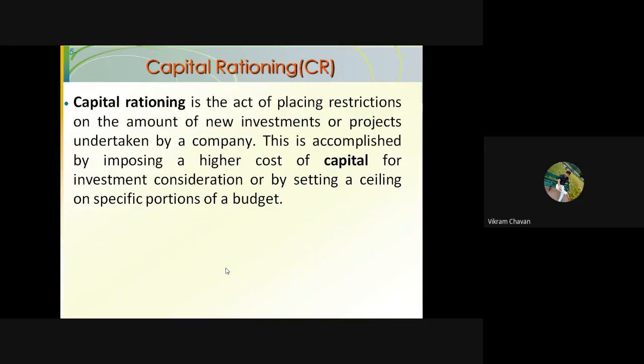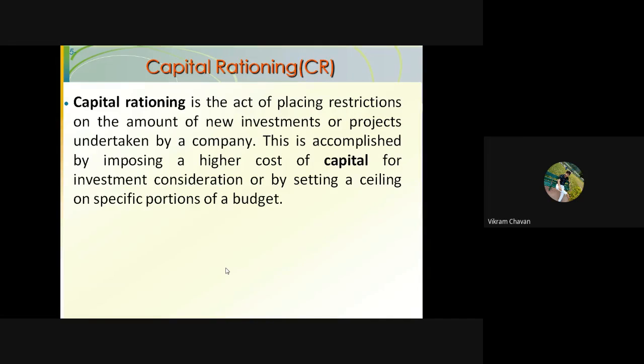Okay, now in capital rationing, we cannot say that the company has to undertake all the projects it receives. Even if the BCR value is higher and the net present value is higher, there are some restrictions on capital investment, and there are some problems related to budgeting in undertaking a particular project for investment purposes.